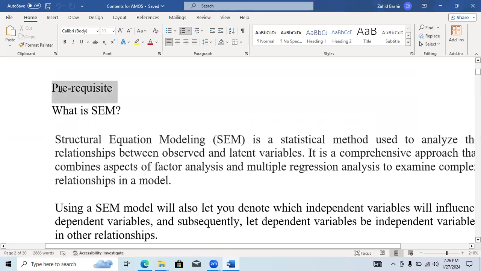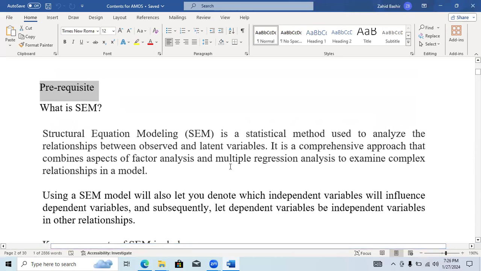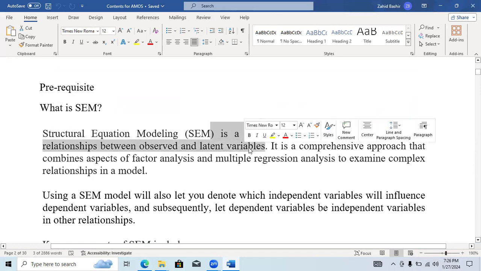First, we need to understand the prerequisites. What are the prerequisites of understanding SEM using AMOS? So first, you need to understand structural equation modeling. What is SEM? SEM is a statistical method used to analyze the relationship between observed and latent variables.